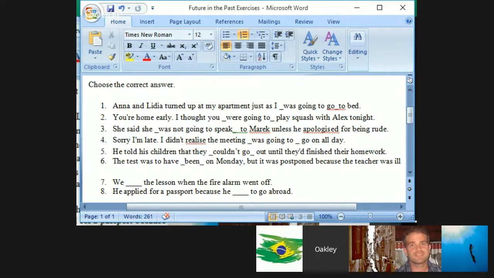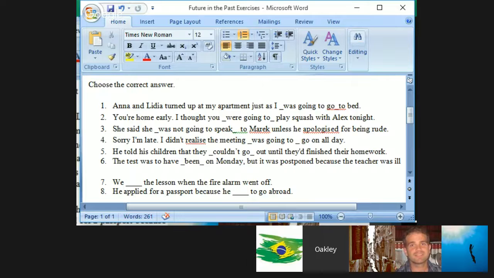But the second part of the phrase said, but it was postponed because the teacher was ill. In this case, we have to use been. I'm sorry, it's not your fault. I was thinking about what you're saying, and could you repeat that? Sorry. I'm thinking about the rules of future past. Sorry, I'm confused.